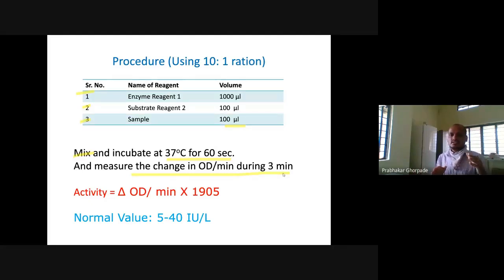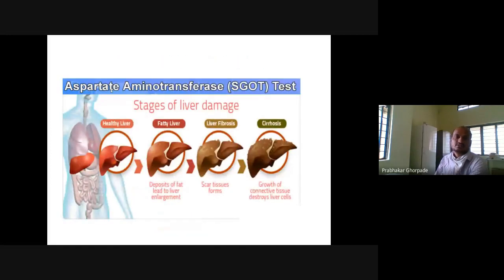Instead of the endpoint, you are measuring its intensity change at different minutes. Okay, so initial optical density and optical density after 3 minutes, and this difference of optical density per minute we can calculate and multiply by 1905, and we can get the value. If it is normal serum, 5 to 40 international units per liter. And this is for aspartate aminotransferase.